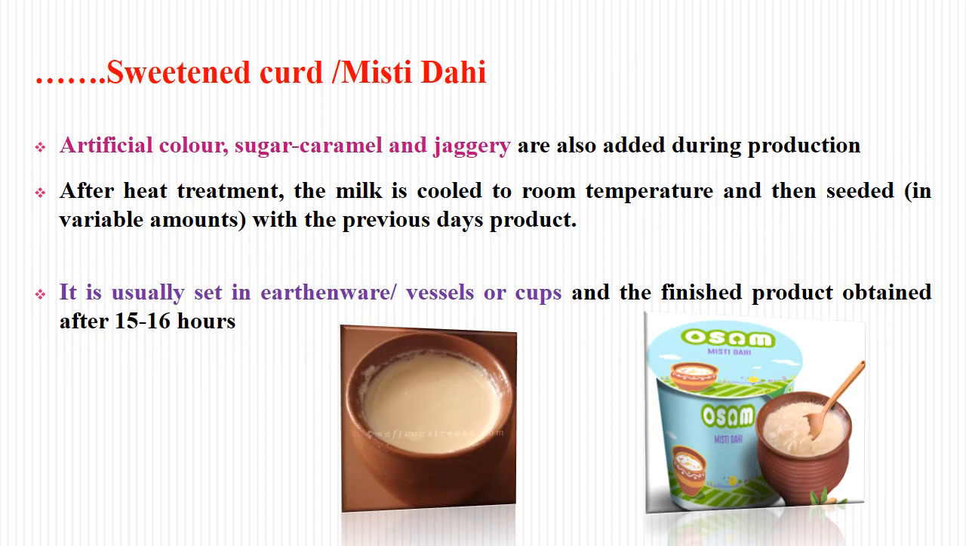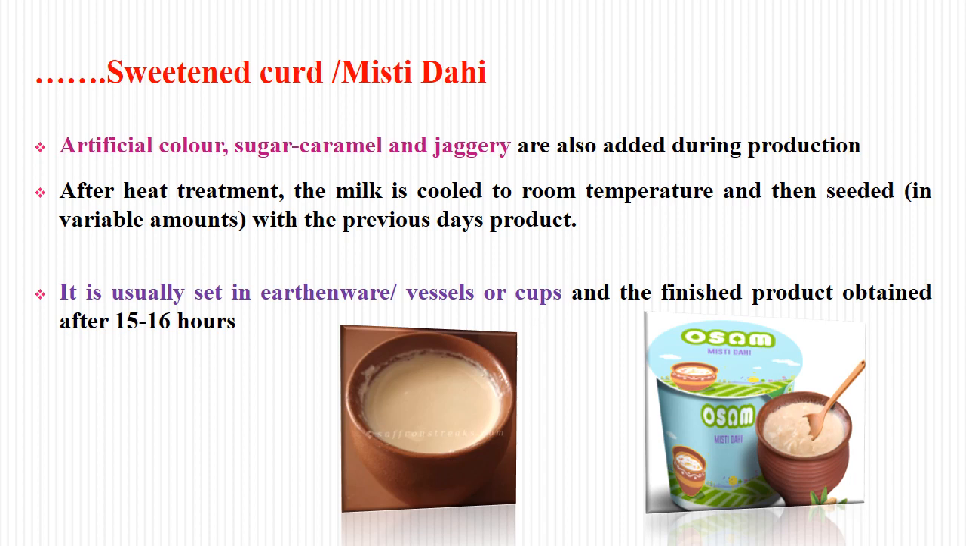Here are a few more details about the sweetened curd, or misti dahi. Here artificial color, sugar, caramel and jaggery are also added during production. Most commonly the caramelized sugar gives the color, or sometimes jaggery is used, which gives a color and special flavor. After heat treatment, the milk is cooled to room temperature and then seeded, that is, the culture is added.